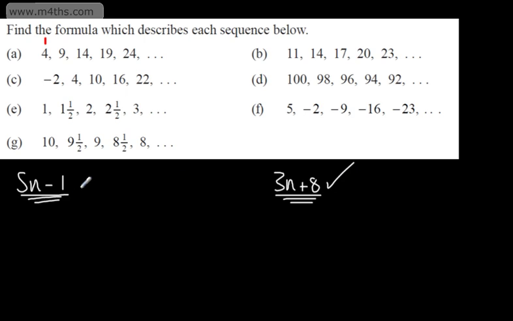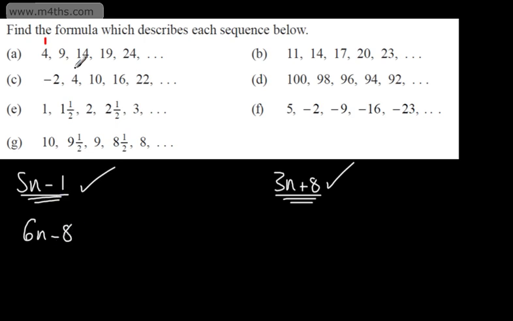If we look at the next one, that's going up by 6, 6, 6 and 6. So we can say positive 6n. If this was 1, 6 times by 1 is 6. What do I need to do now to get to this negative 2? The answer is I need to now subtract 8. So I'm going to have 6n and then we're going to subtract 8.